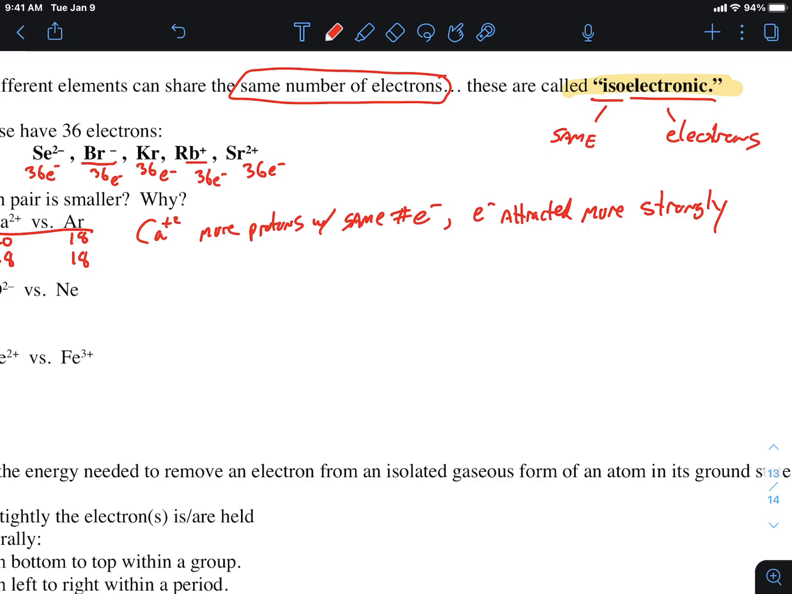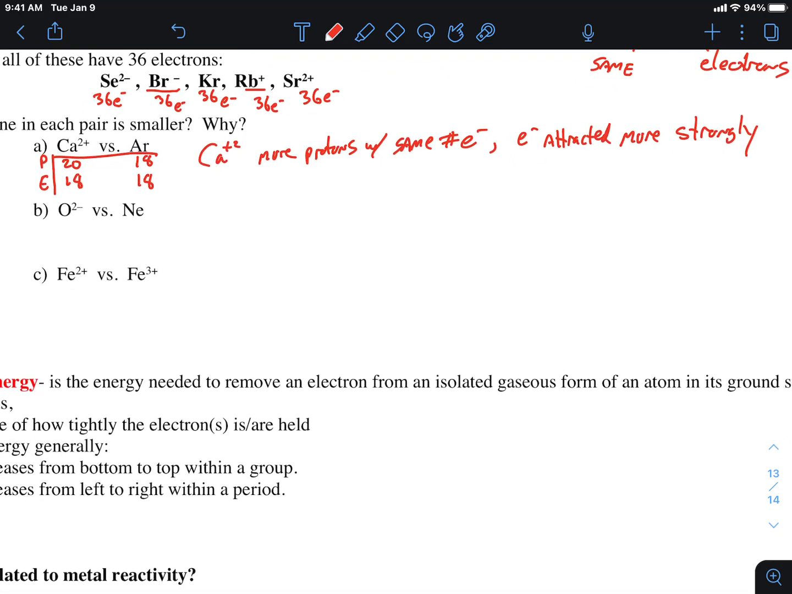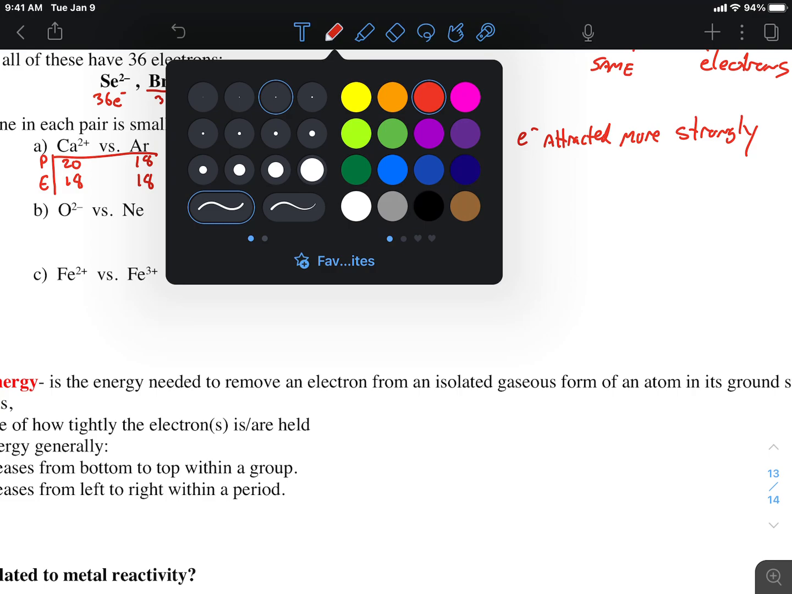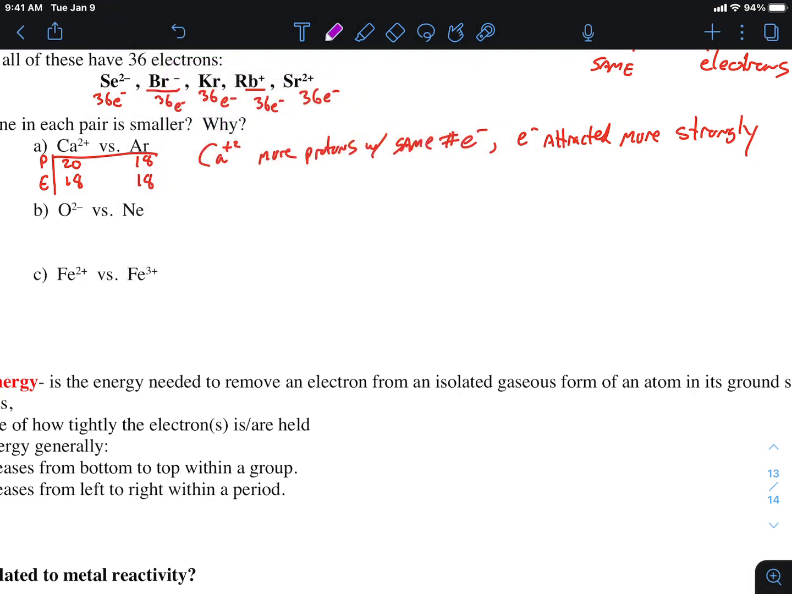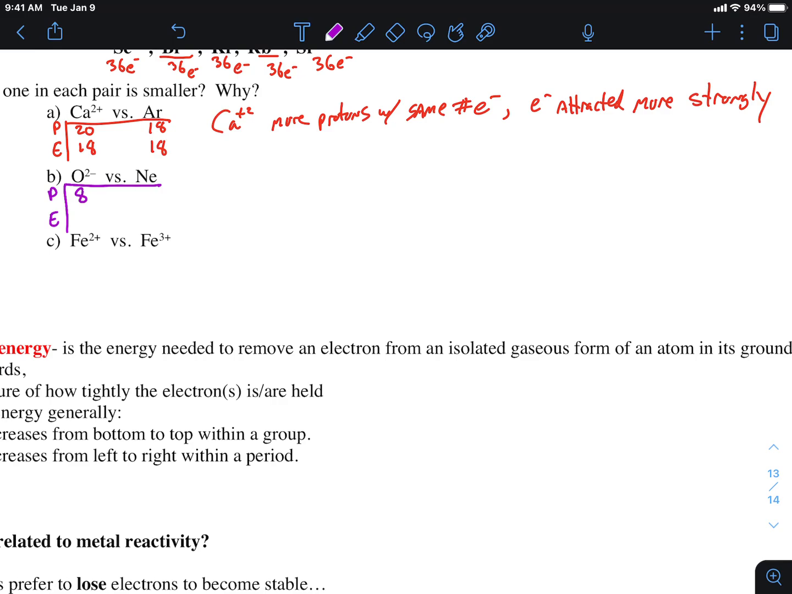Let's stop here. Does that make sense? All right. Same number of protons. Okay. Let's look at the next example. I've got O2 minus and neon. So let's figure out how many protons and electrons there are in each. How many protons in O2 minus? 8. Yeah. You were thinking valence electrons. I got you. So 8 protons. What about neon?